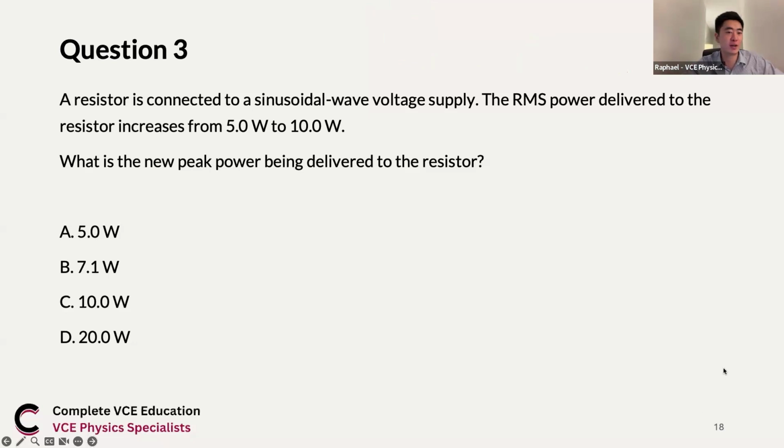Cool. So great question then. Let's move on to the next question. It's question 3. A resistor is connected to a sinusoidal wave voltage supply. The RMS power delivered to the resistor increases from 5 watts to 10 watts. So from 5 to 10. What is the new peak power being delivered to the resistor? Same as before, we'll give you guys a minute and a half to have a try. The timer starts now. And once you've got your answer, feel free to message us the answer, and we'll reply to you.